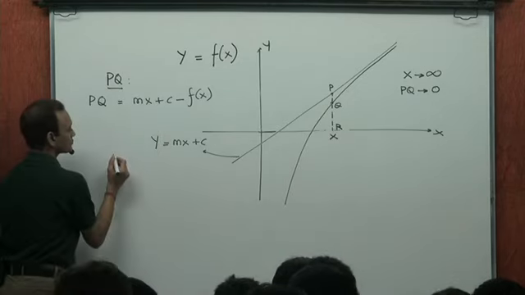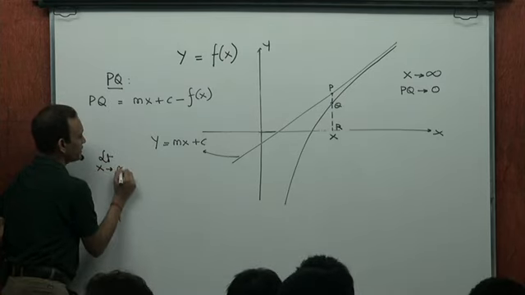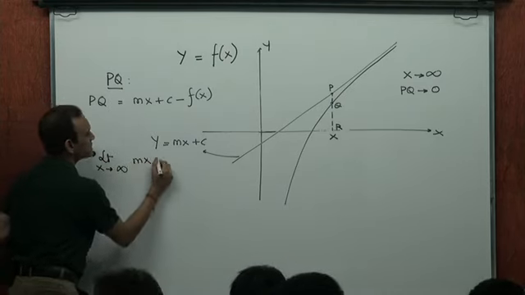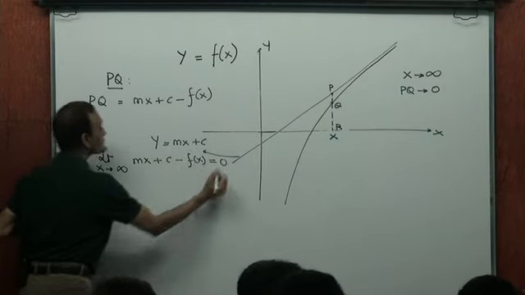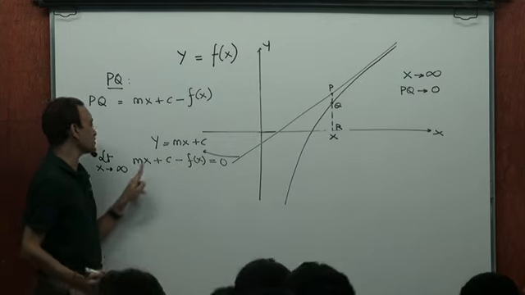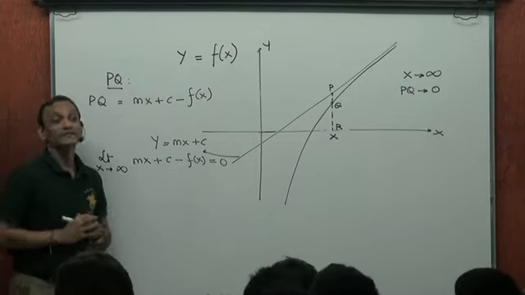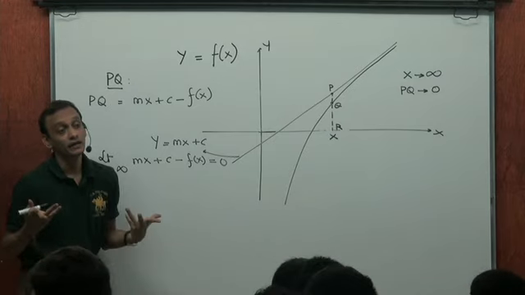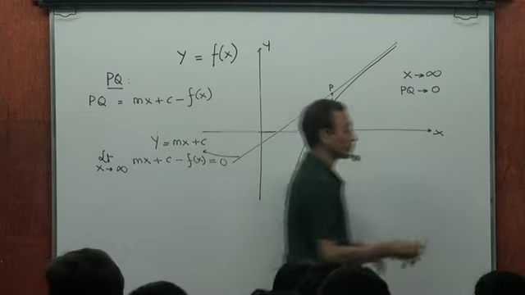Such that limit as x tends to infinity, mx plus c minus f(x) is 0. I want to find m and c such that mx plus c minus f(x) tends to 0. Then y equal to mx plus c will be an inclined asymptote to the curve, right?